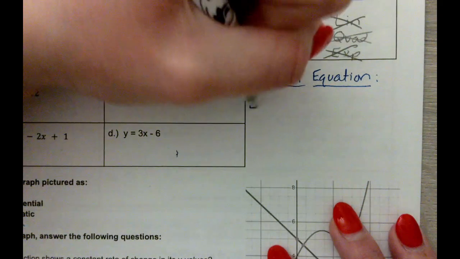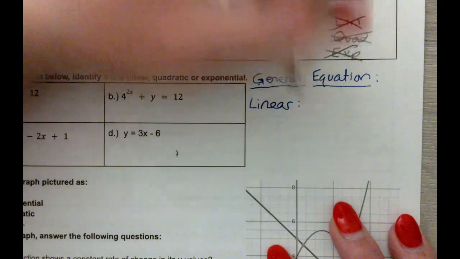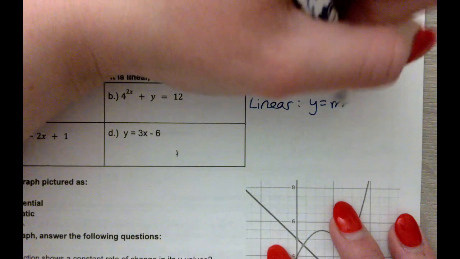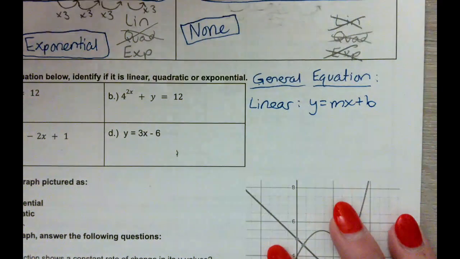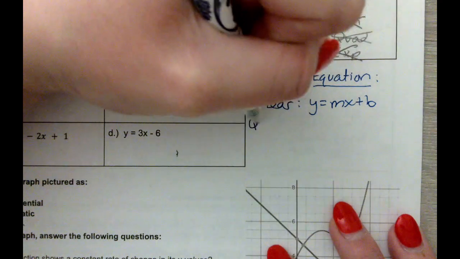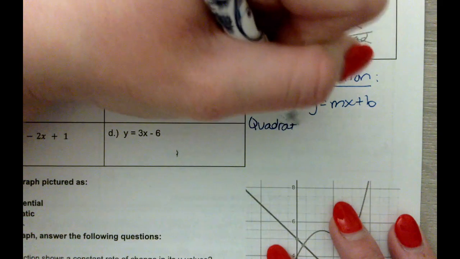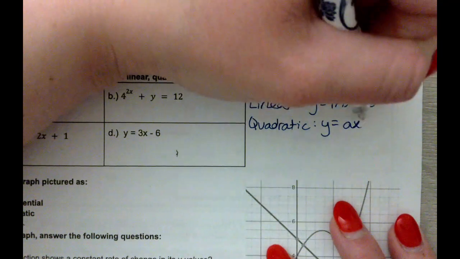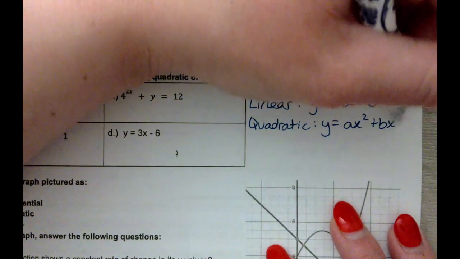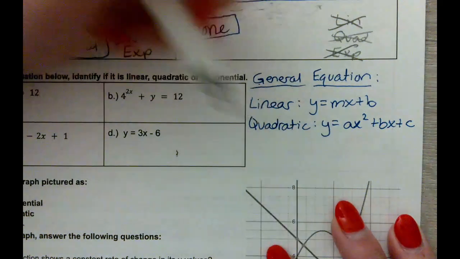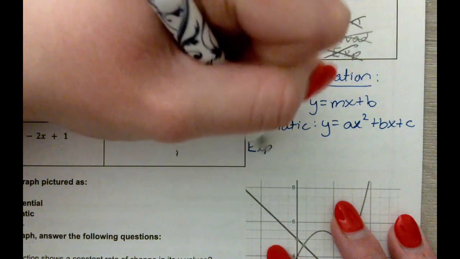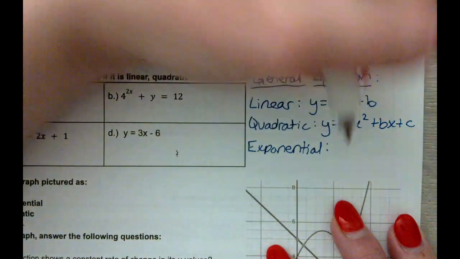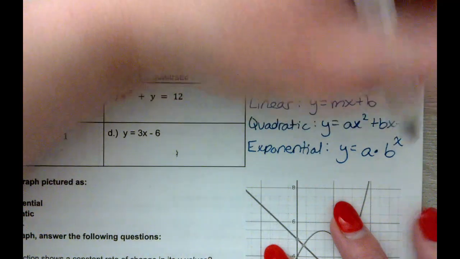So, if it's linear, y equals mx plus b, you've seen it a million times. Quadratic, y equals ax squared plus bx plus c. And then exponential, this is the one you are least familiar with. y equals a times b to the x.